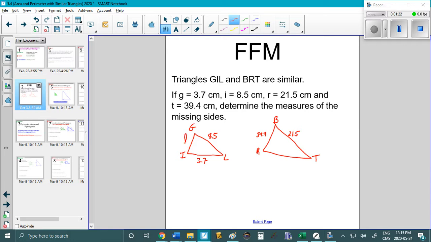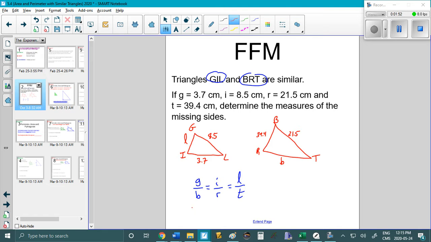This would be side little l. I do a curly L because otherwise it looks like a 1. And this is side little b. Okay, so if you couldn't do the diagrams, maybe pause now and try. So here we go. I'm going to write my statement here. So G over B equals I over R equals L over T. Now notice I just got it from here. Gil is on top and Bert is on the bottom. And now I'm going to plug in.